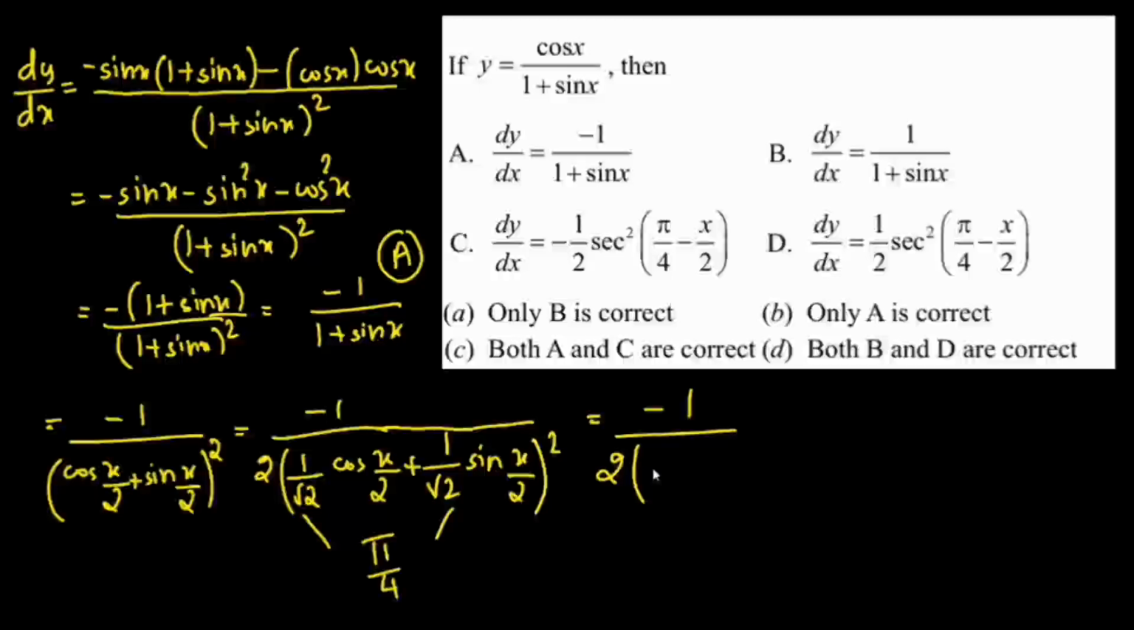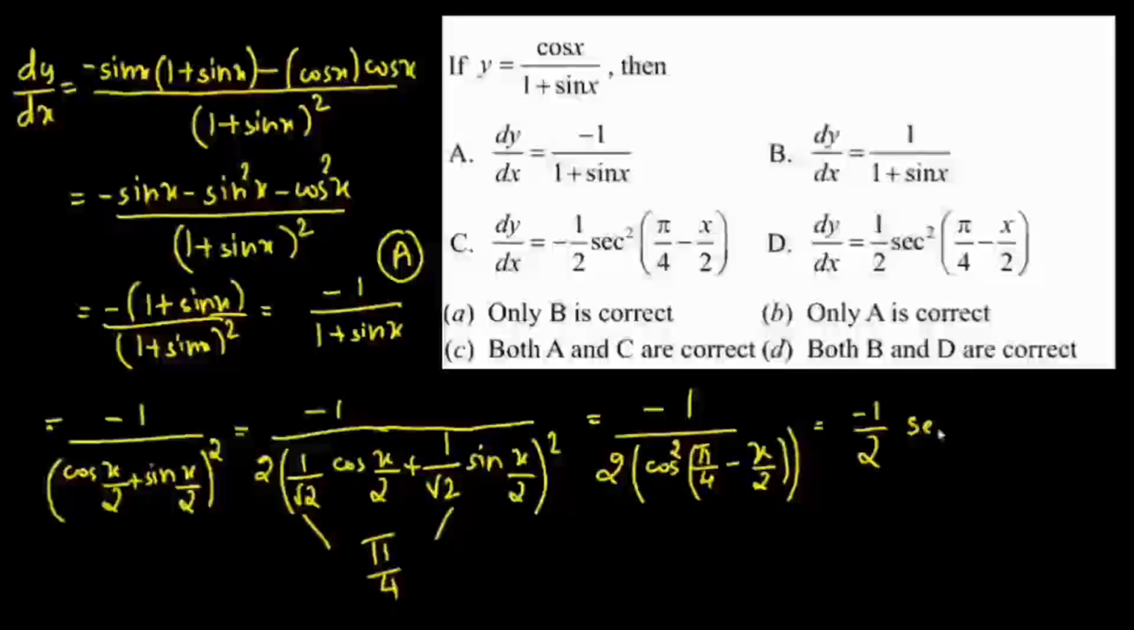Into cos a minus b, what will be my a value? In the starting I have pi by 4, so that is my a, pi by 4, minus what is my b value? X by 2. This is for the terms under the bracket, but we have a square also, so it will become square here. If I write down minus 1 by 2 separately, 1 by cos square is secant square. So secant square of pi by 4 minus x by 2.